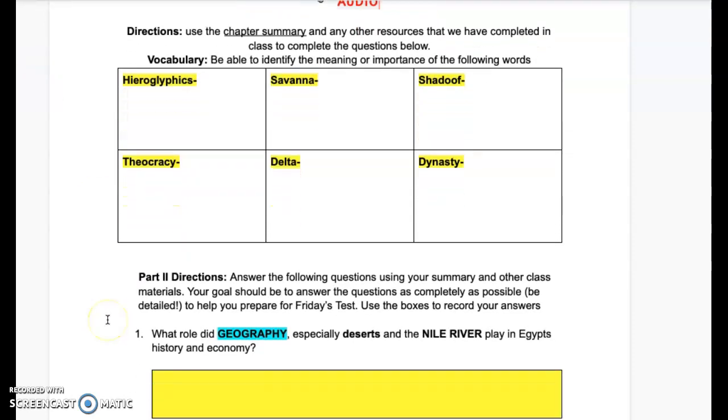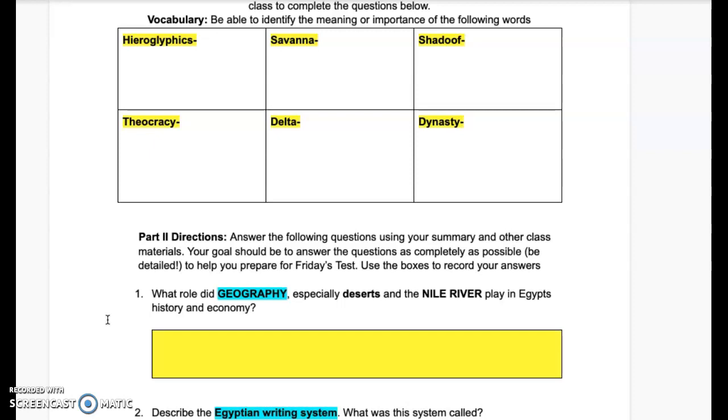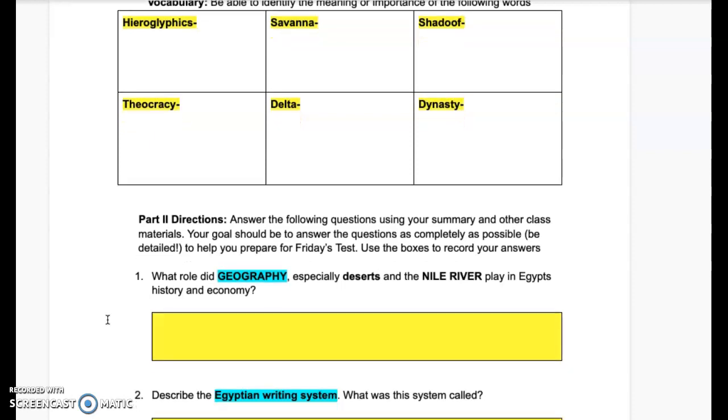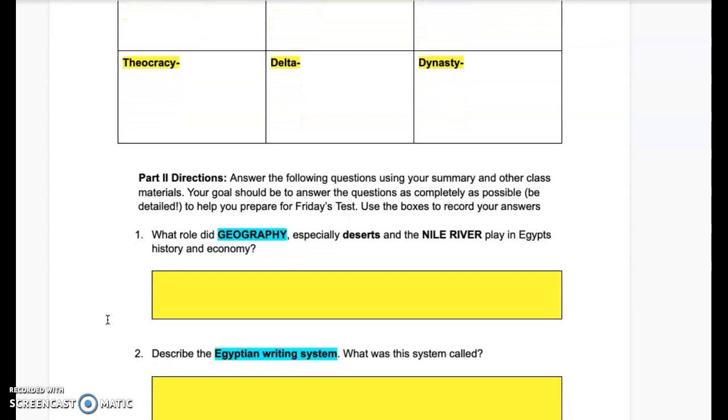Part 2 directions. Answer the following questions using your summary and other class materials. Your goal should be to answer the questions as completely as possible, being detailed. To help you prepare for your Friday's test, use the boxes in yellow to record your answers. Number 1. What role did geography, especially deserts and the Nile River, play in Egypt's history and economy? And type your answer in the yellow text box here.